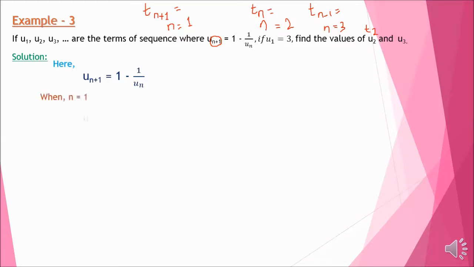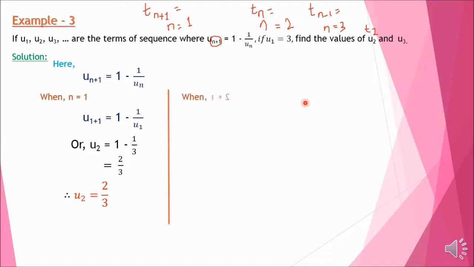When n is equal to 1, we can see u1 plus 1, where 1 replaces n. Instead of n, it is written 1 right here also. Now you can see u2 equal to 1 minus u3. The value of u1 is right here, u1 is equal to 3. Now on calculation, you can use your calculator, and we found 2 by 3 for u2. So we found the value of u2. Similarly, u2 is equal to 2 by 3. Similarly, we have to find u3.